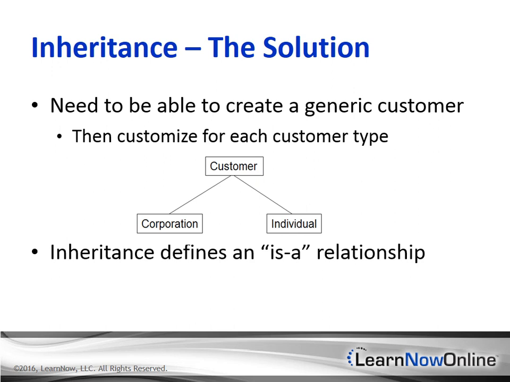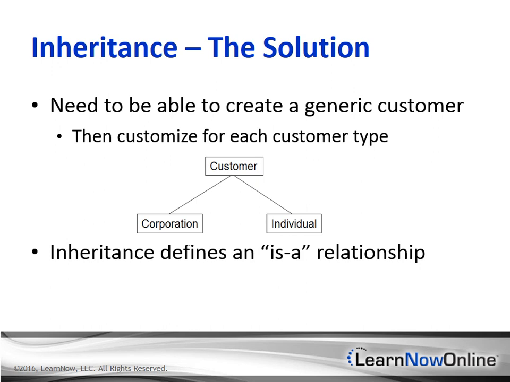A corporation is a customer. And because it is, a corporation has certain behaviors that you associate with a customer. A corporation has a name and a location, and you can sell to it. The same holds true for an individual.